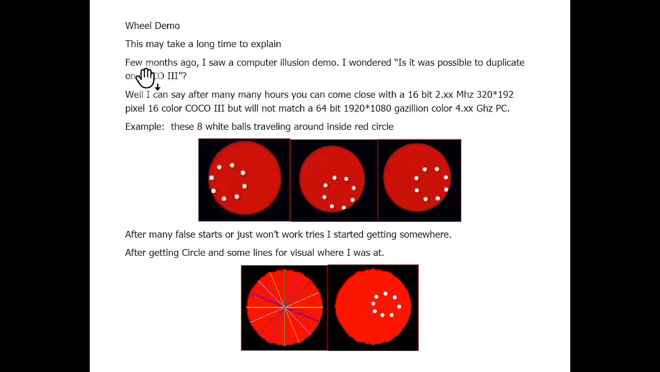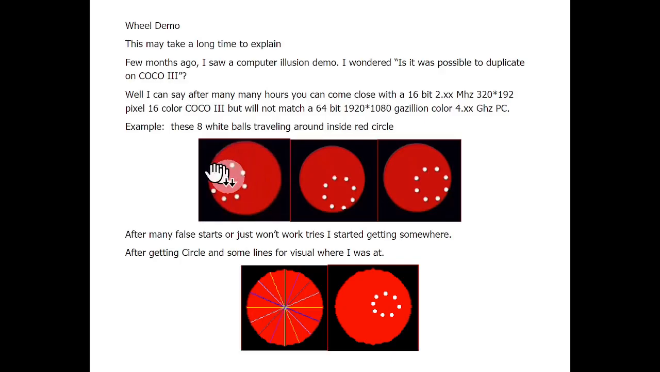So a few months ago, I saw a computer illusion on Instagram, I believe it was. And I said, well, that's kind of cool. I wonder if I could duplicate that on a CoCo 3. Well, this line here kind of says it all. A 16-bit 2 megahertz 320 pixel CoCo 3 will not match a 64-bit gazillion colors 4 gigahertz machine. You've got 2 megahertz versus 4 gigahertz. Not even close.